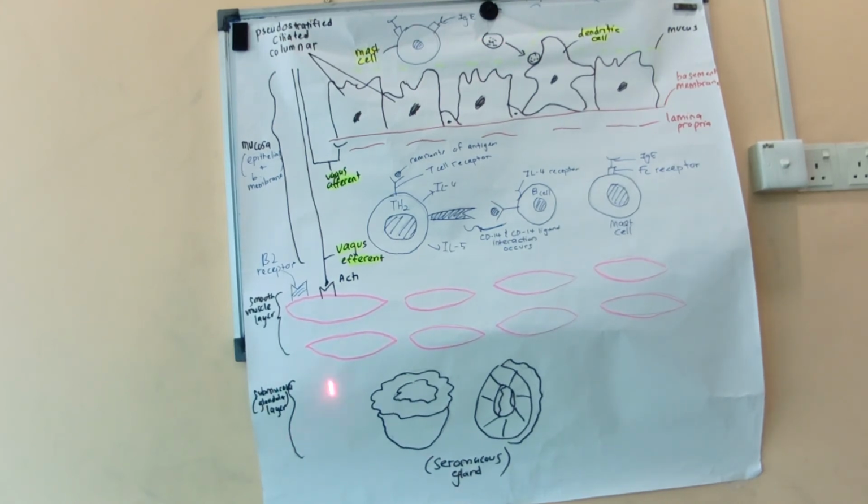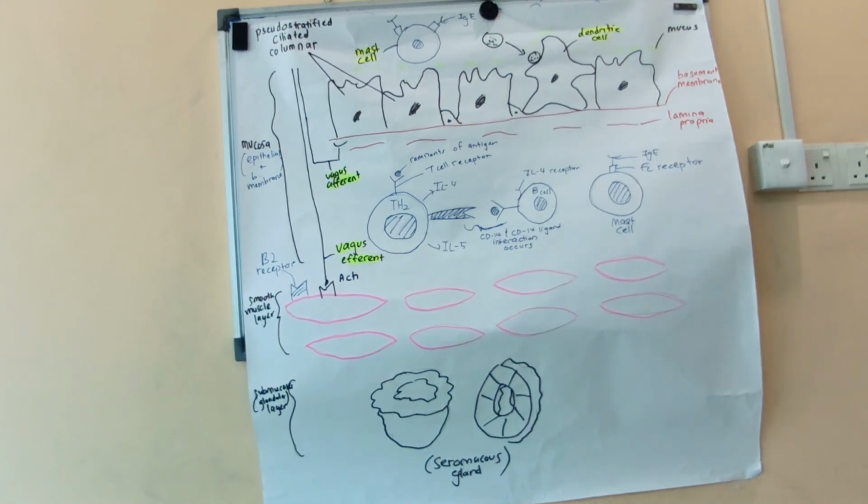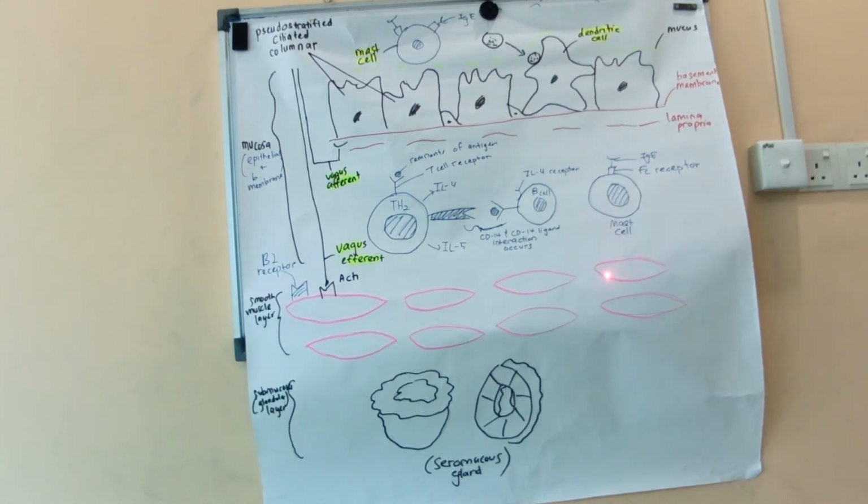This leukotriene can also cause the seromucous gland to become hyperactive, which produces a lot of mucus, which goes to and sits on the surface epithelium. And when there is a lot of mucus here, it can also cause narrowing of the airway passage. So that is the role of the mast cell in producing leukotriene.